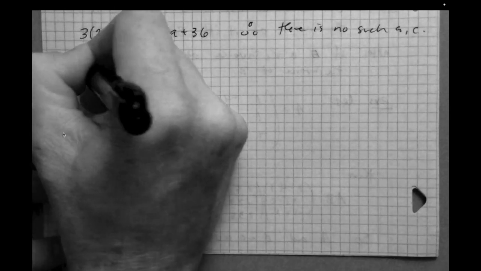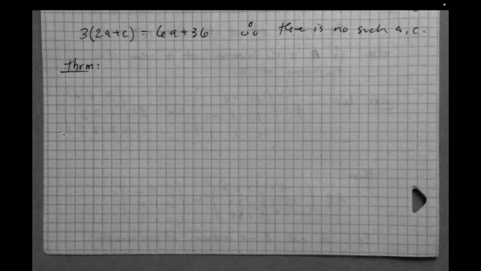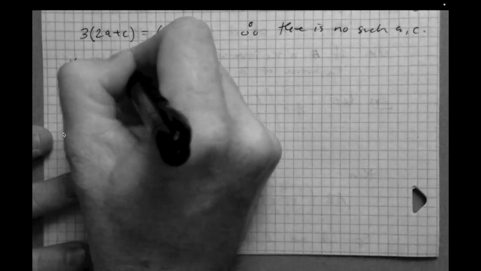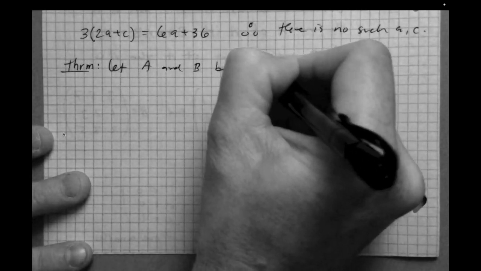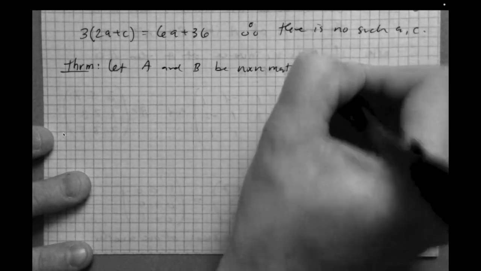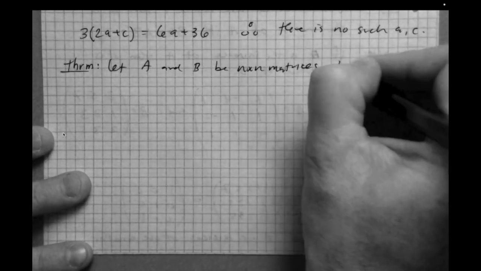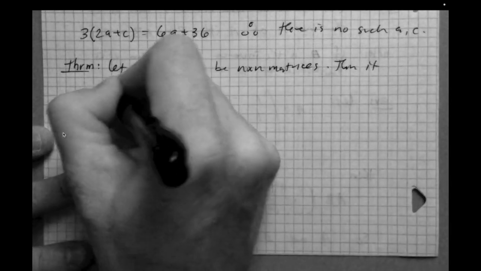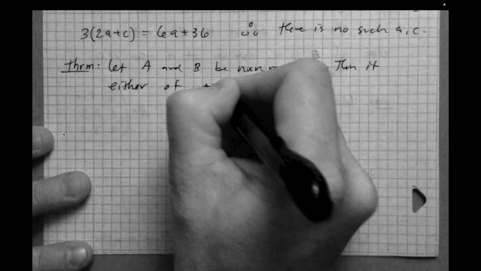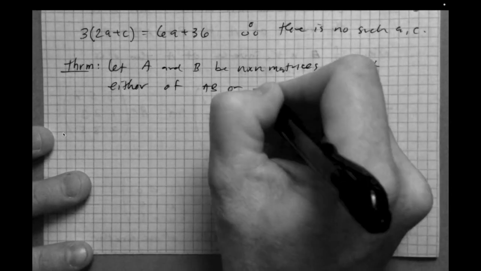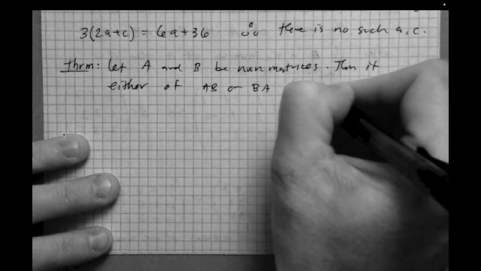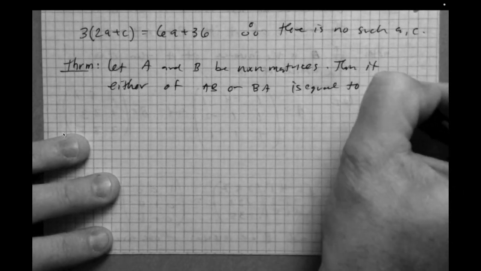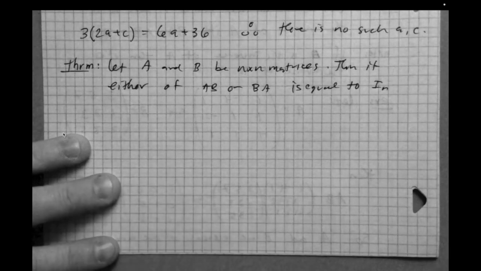Okay, let's take a look at a theorem. Let A and B be n by n matrices. Then if either of AB or BA is equal to the identity, then the other product is as well.